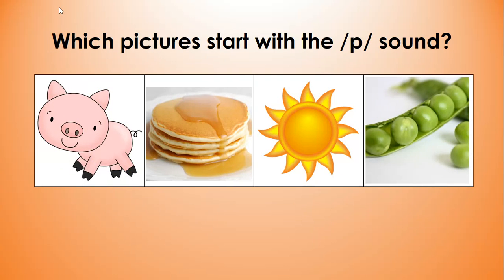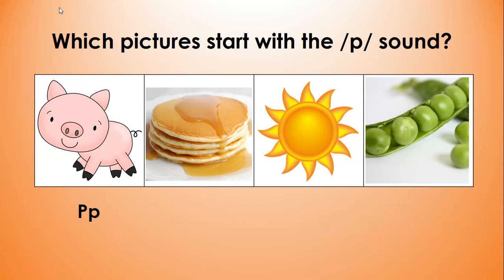Which pictures start with the P sound made by the letter P? Pig, pancakes, sun, and peas. Let's say them again. Pig, pancakes, sun, peas. Think about the way that your mouth moves when you're saying the beginning sound of each of these words. Let's start with the first picture. Pig. Do you hear the P at the beginning of the word pig?